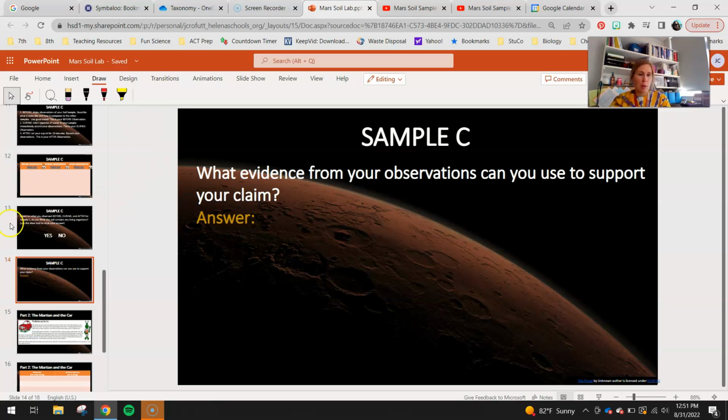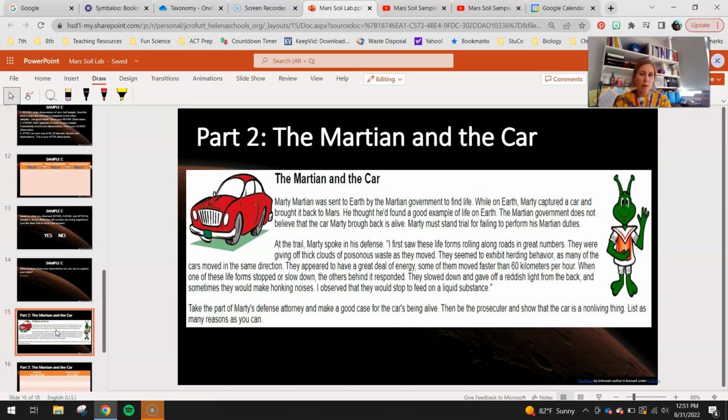So if you want, take a second, pause, finish up part 1, and we'll move on to part 2. Okay, part 2 is called The Martian in the Car. So you have a little story about Marty the Martian here. Marty the Martian was sent to Earth by the Martian government to find life. While on Earth, Marty captured a car and brought it back to Mars. He thought he'd found a good example of life on Earth. The Martian government does not believe that the car Marty brought back is alive. Marty must stand trial for failing to perform his Martian duties.